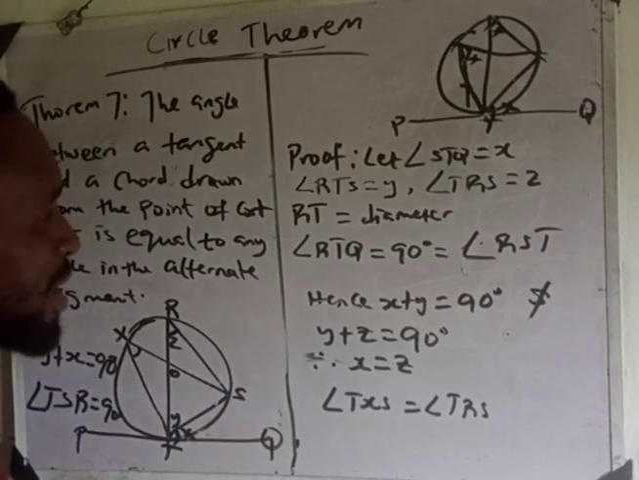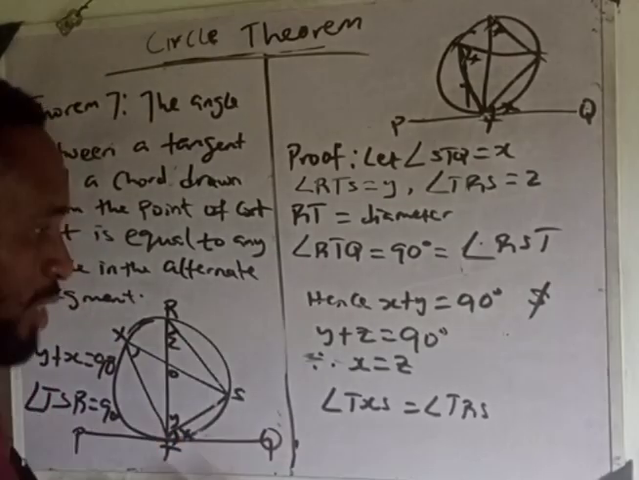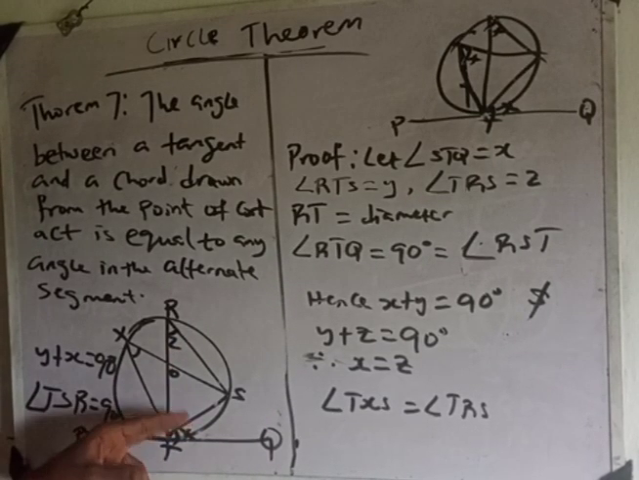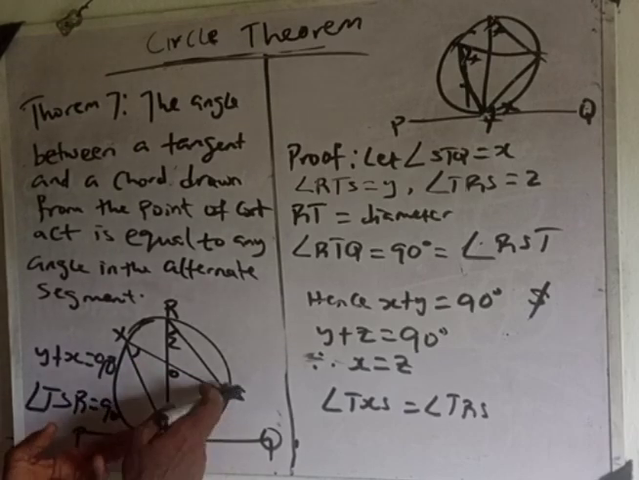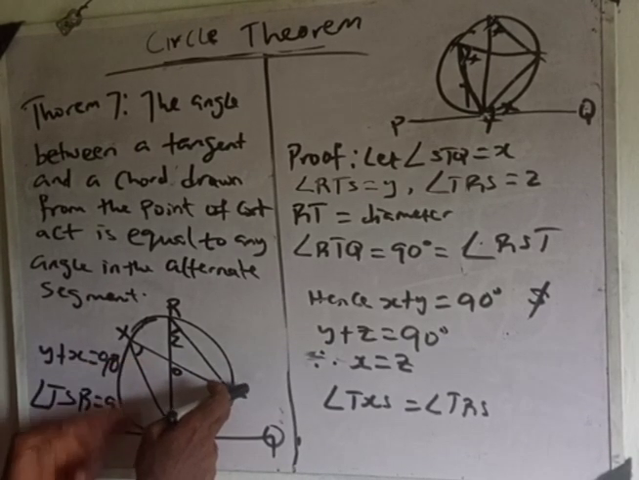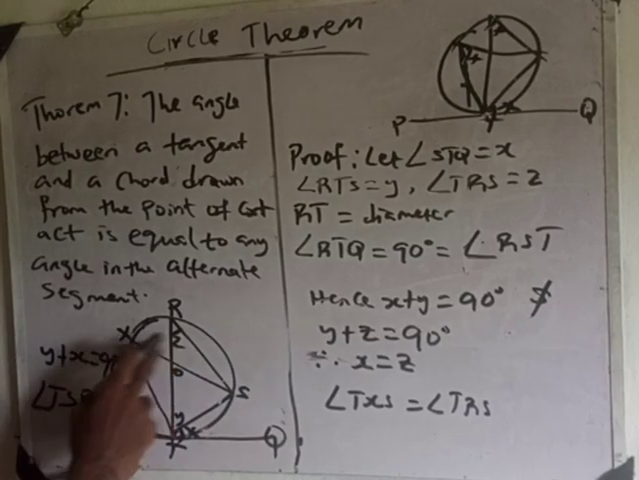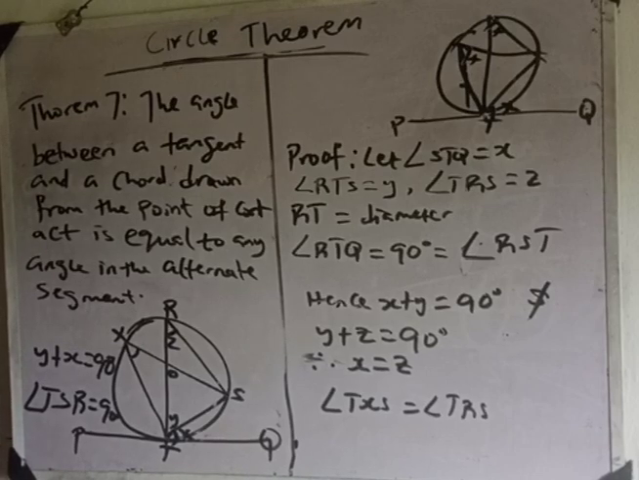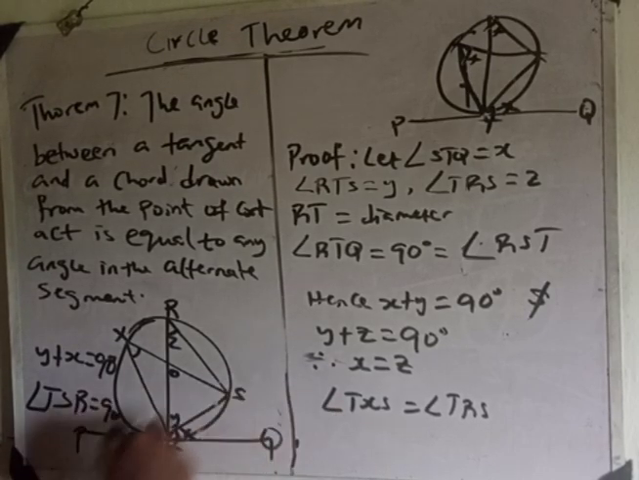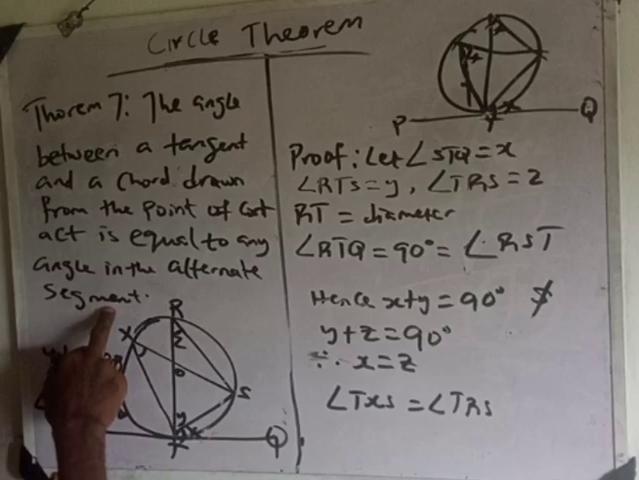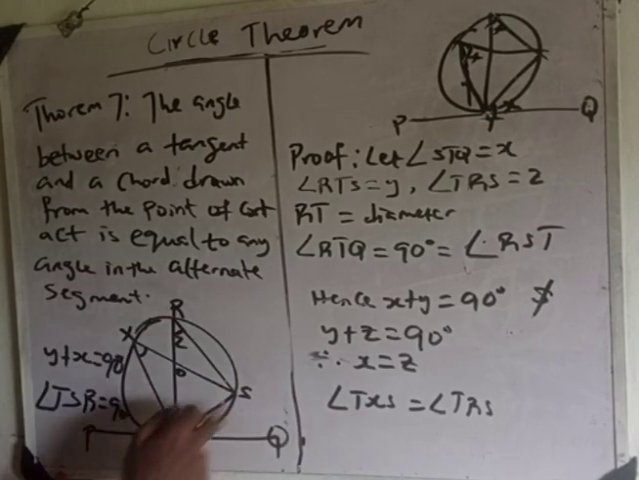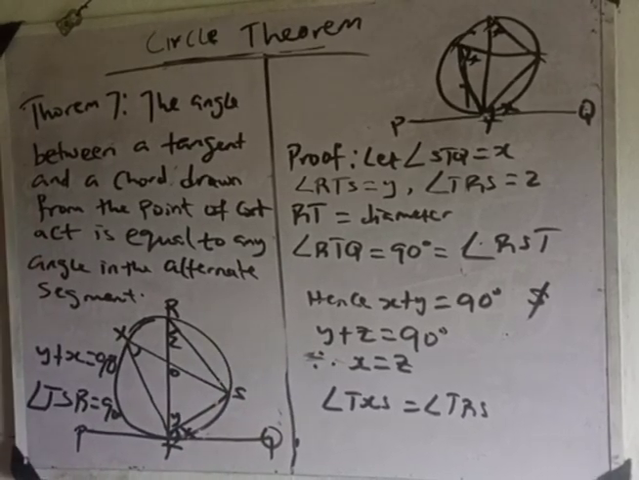I don't know if I spoke over your head, but just go back and follow what I just said. So we have that this and this are equal. If this and this are equal, definitely, because this angle is also subtended by the same chord, this and this will also be equal according to our second theorem. So that's how to establish this. So we have that angle TXS is equal to angle TRS because they are angles of the same segment.